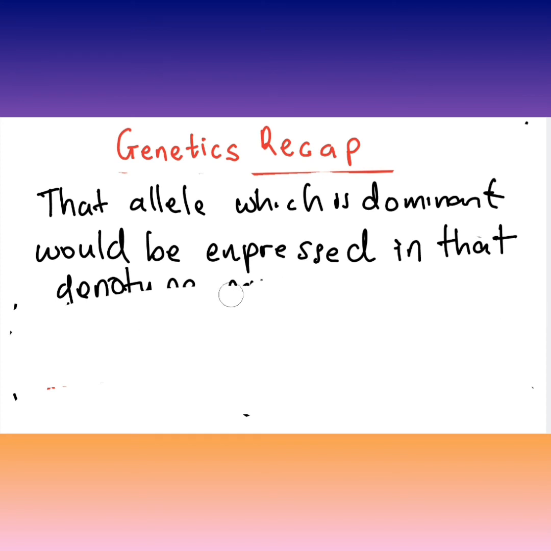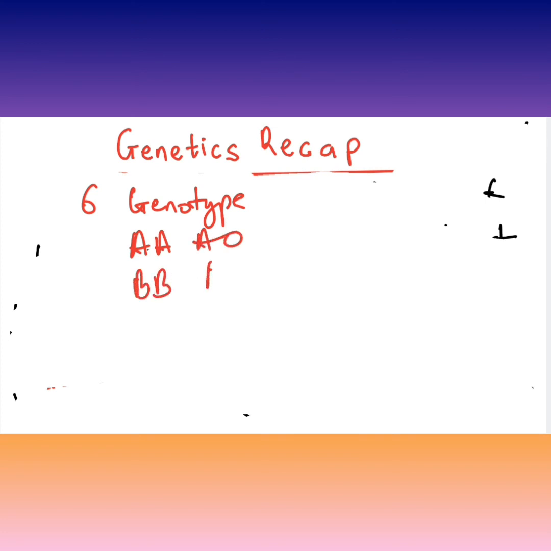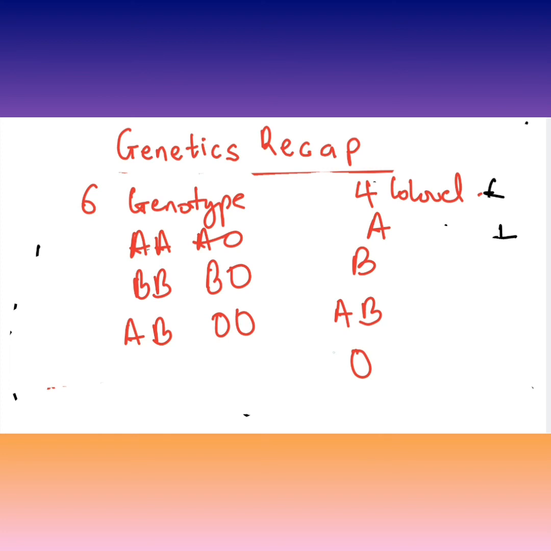Now I'm just going to write this down so you can see this as I'm going through this video. We're going to write the 6 genotypes possible for blood groups. So we have AA, AO, BB, BO, AB, and OO. And we have the 4 blood groups, which are A, B, AB, and O. I'm just going to do it this way so it makes better sense. And we have OO.